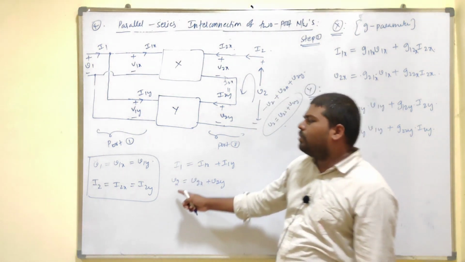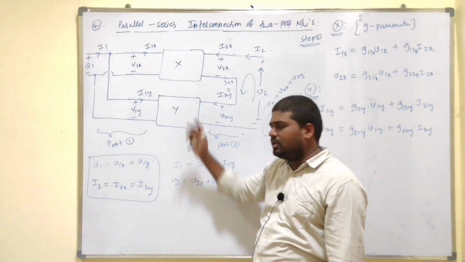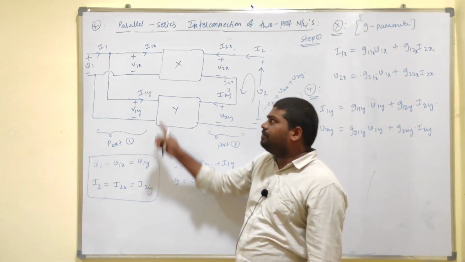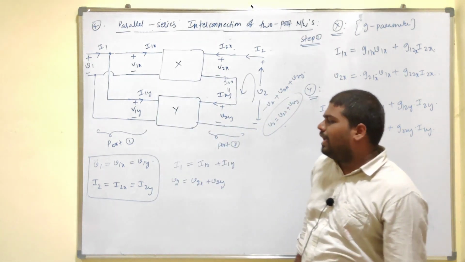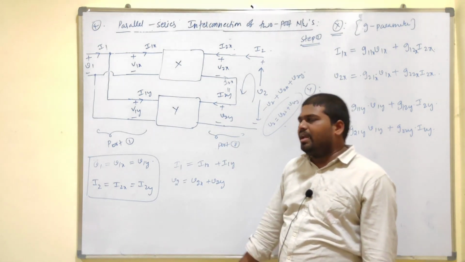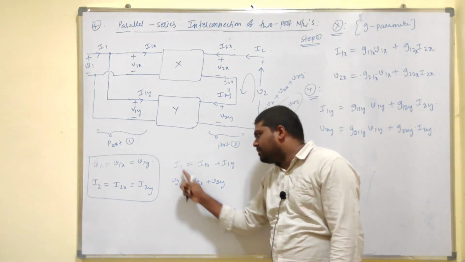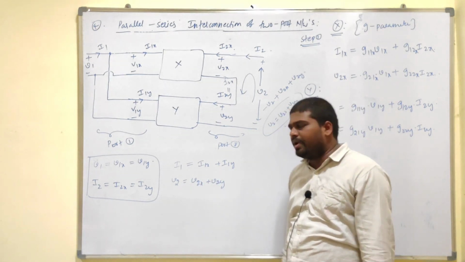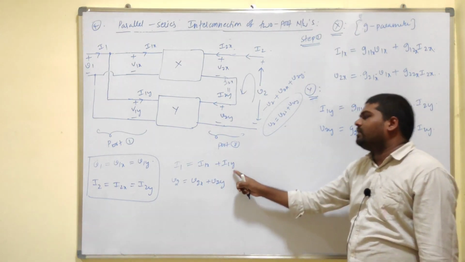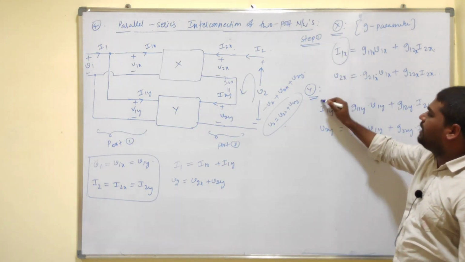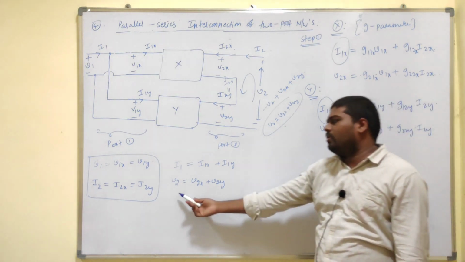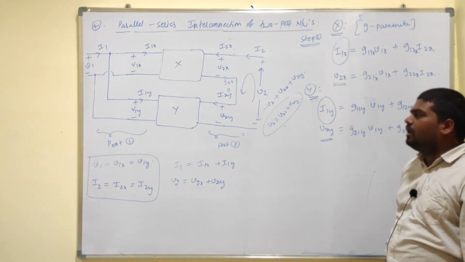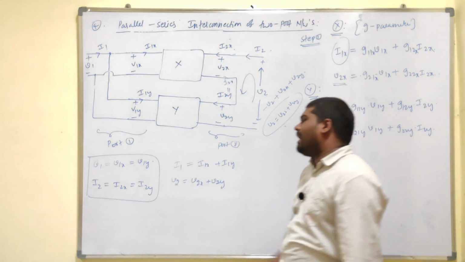I1 and V2 are dependent variables for this interconnection, and I2 and V1 are independent variables for this interconnection. Now we can observe these two expressions: I1 equals I1x plus I1y, V2 equals V2x plus V2y. We already have the I1x value and the I1y value, and the same way for V2x and V2y. Substitute these here, then you will get the I1, V2 expressions.